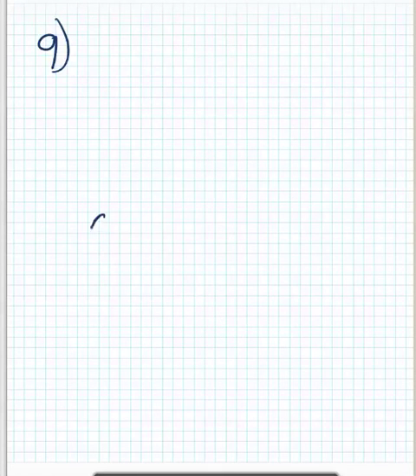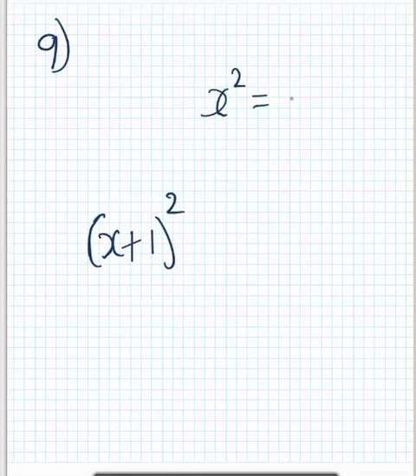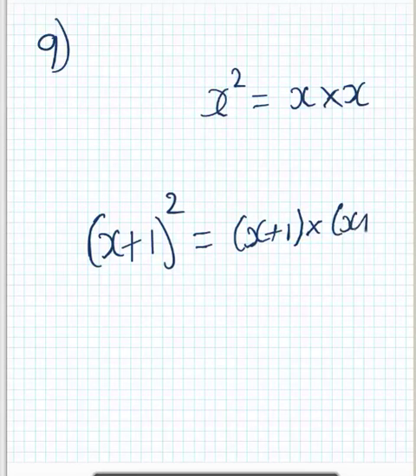Before we continue, I just want to make sure you understand what we mean by power 2. For example, if I have x squared, I know this is saying x times x, which is x squared. This is the exact same thing. This is saying x plus 1 times x plus 1. Exact same thing. But when we have brackets, the times can actually be invisible.